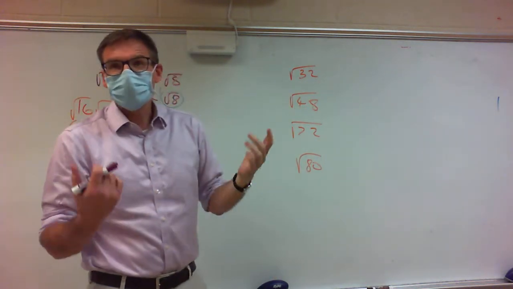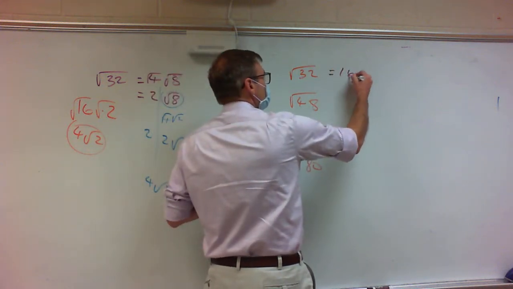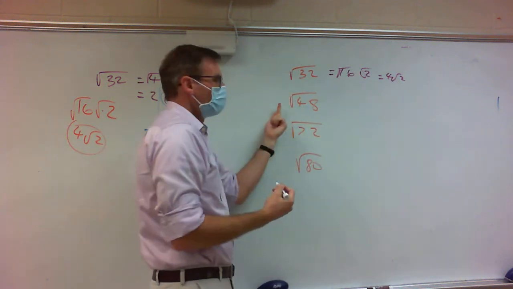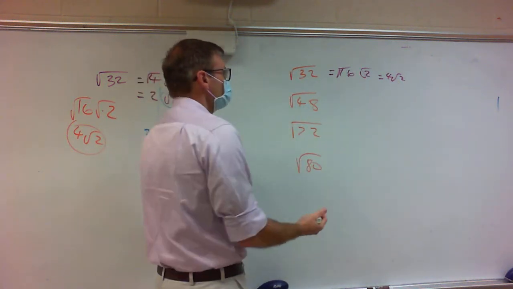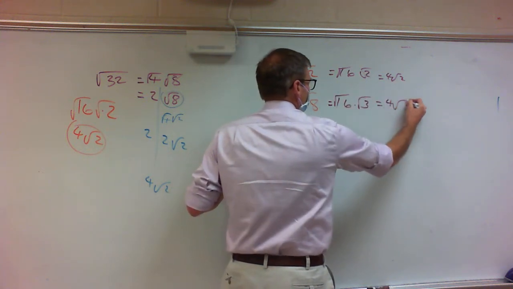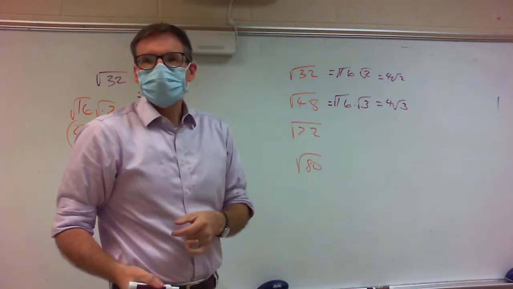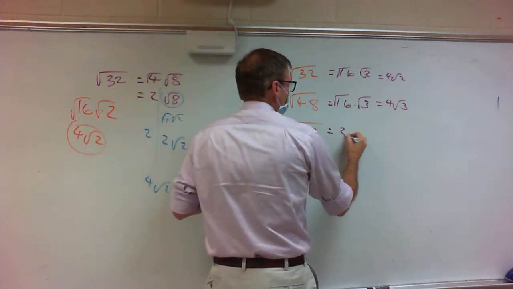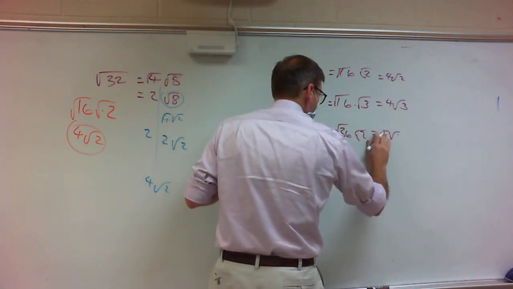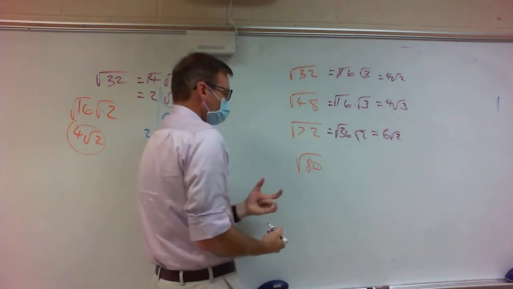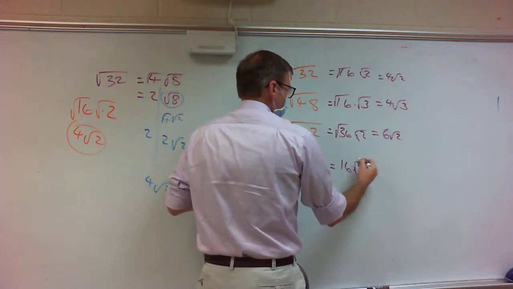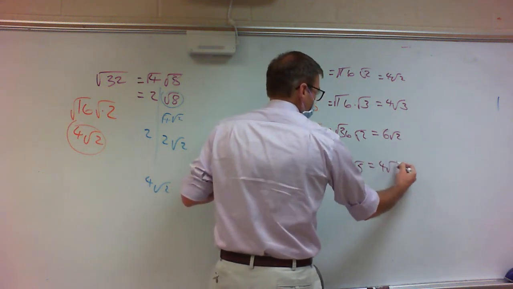So, 32, we've already talked about. This is the same thing as 16 times 2, so I end up with 4 square roots of 2. The square root of 48 is the same thing as 16 times 3, and so I end up with 4 square roots of 3. If you think of 72, that's the same thing as 36 times 2, and so we end up with 6 square roots of 2. And 80, we're going to think of as 16 times 5, and so that gives me 4 square roots of 5.